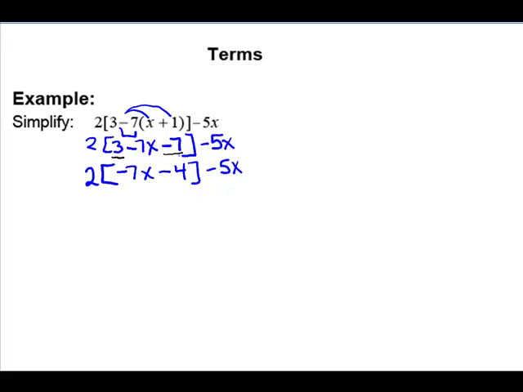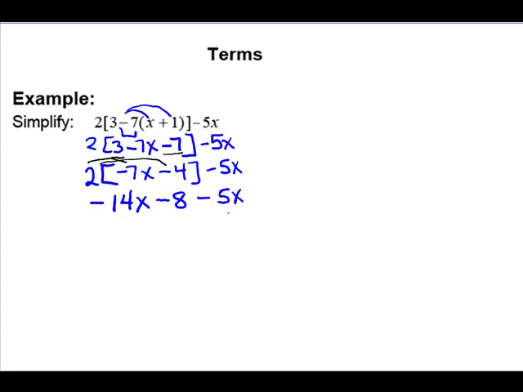That was doing like terms. Now we're ready to distribute again. So we'll take the 2 times the terms in the bracket. 2 times a -7x will give us a -14x. 2 times -4 gives us a -8. Take the brackets off, bring down the rest.